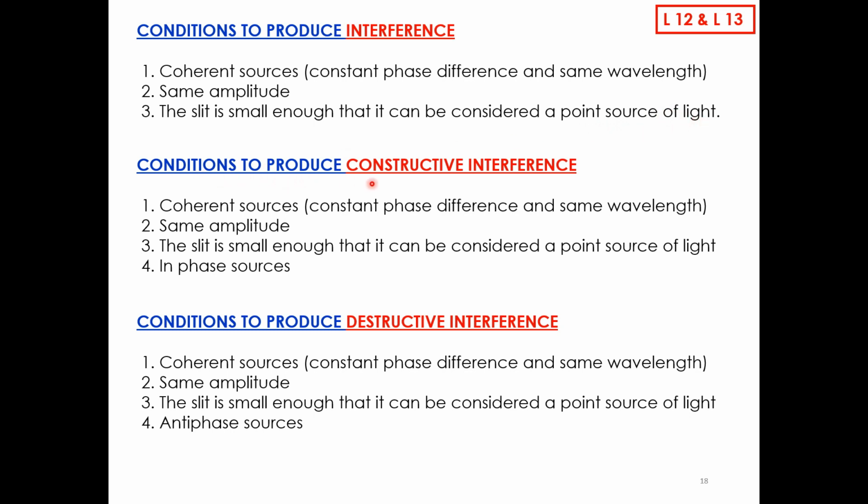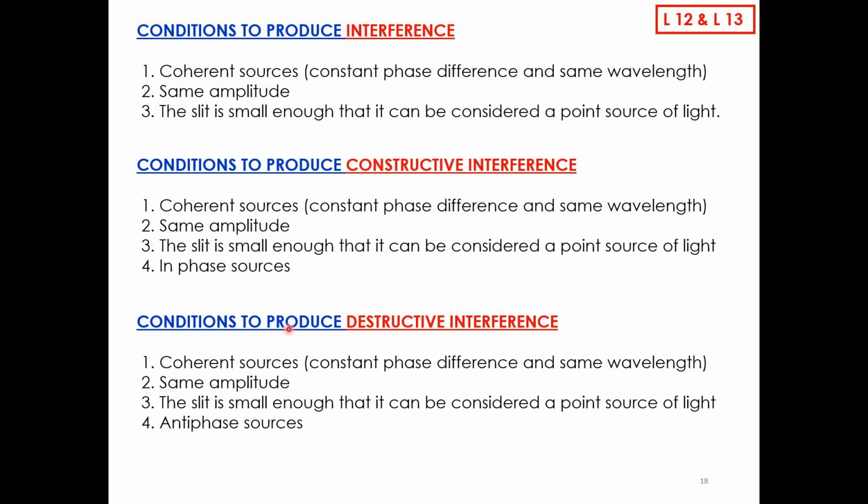Next, the conditions to produce constructive interference. We have 4 conditions here. The first one, coherent source, constant phase difference and the same wavelength. Point number 2, same amplitude. Point number 3, the slit is small enough that it can be considered a point source of light. Point number 4, in phase source.